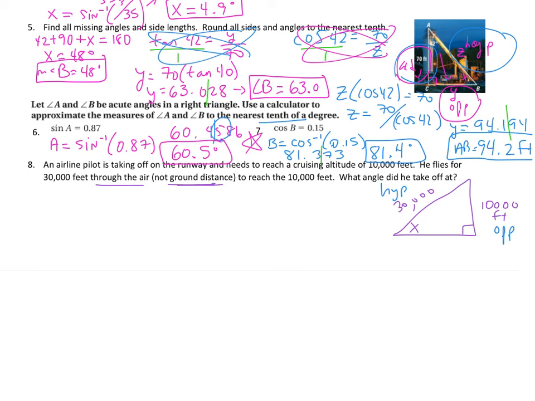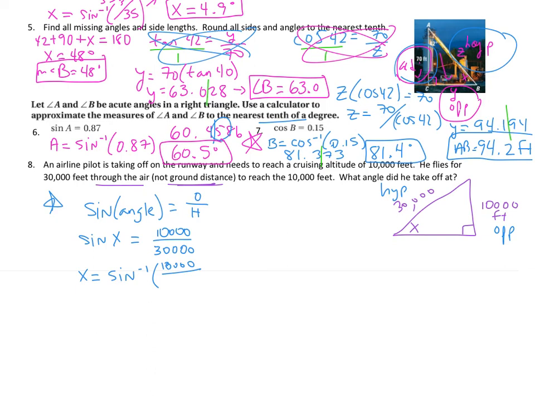So which trig function uses opposite and hypotenuse? You should have chosen that it is the sine of our angle, and that would be our opposite over hypotenuse. So when we set up the pieces we've got, that means we've got the sine of our angle, so our x. Opposite should be 10,000 feet. Hypotenuse then is our 30,000 feet. And we need to look at the piece we're trying to find. We are trying to find the angle. So because we need to find the angle, we have to do the inverse of sine. So we're typing in the inverse of sine of 10,000 divided by 30,000.